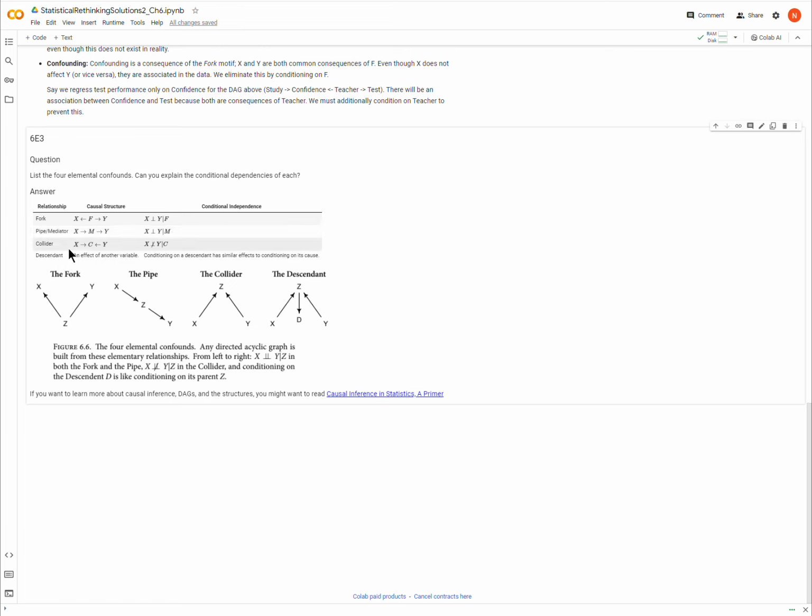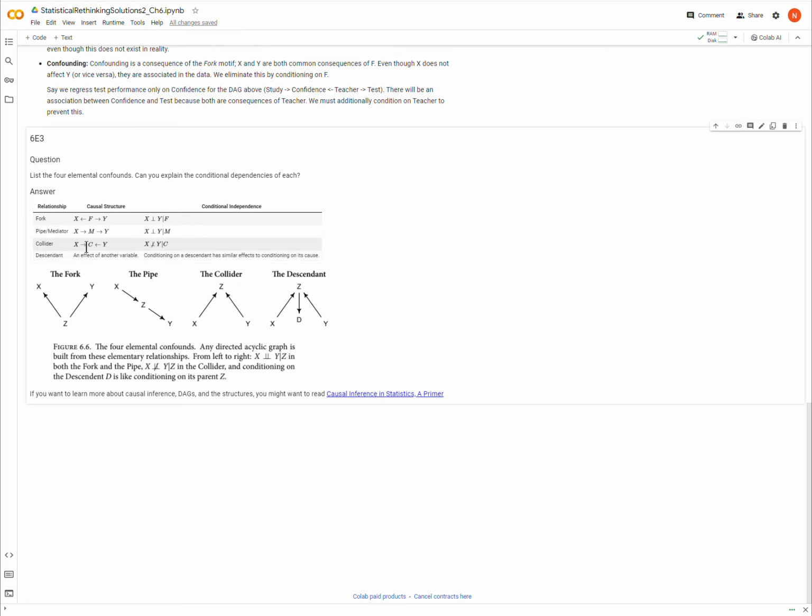Now the collider is very much opposite the pipe and the fork. Whereas with the fork and the pipe, x and y start out being dependent and only become independent after conditioning on the middle variable, a collider is the opposite. In a collider, x and y begin independent, and they only become dependent when I condition on the middle variable, in this case c. That's depicted here. X is not independent of y once I condition on c.